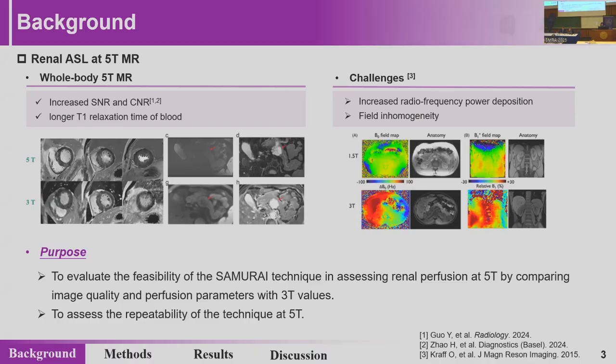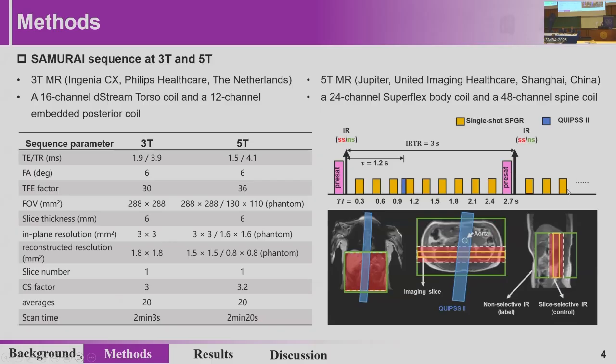The purpose of this study was to evaluate the feasibility of the saturated multi-delay renal ASL technique in assessing renal perfusion at 5T by comparing the imaging quality and perfusion parameters with 3T values, and to assess the repeatability of the technique at 5T. The overall sequence structure is the same as that at 3T, and it includes a pre-saturation and the inversion recovery for the FAIR ASL and the local SPGR readout.